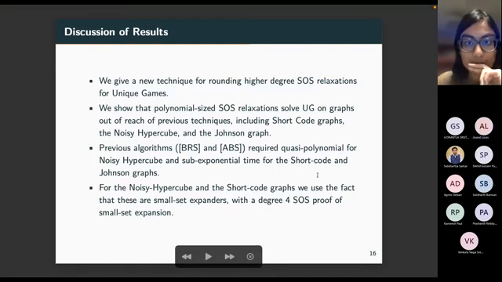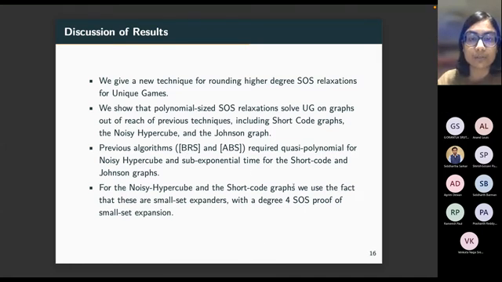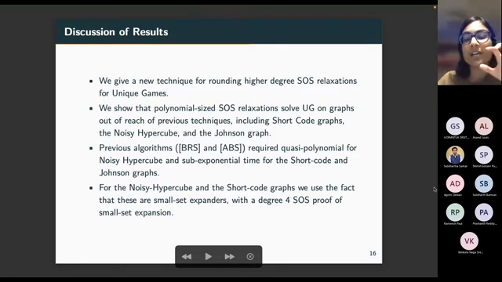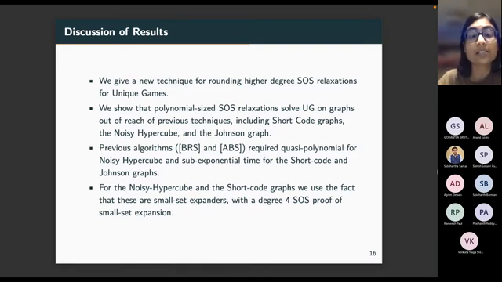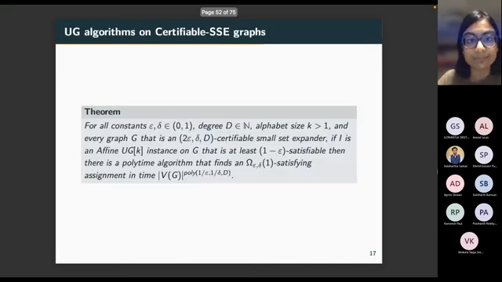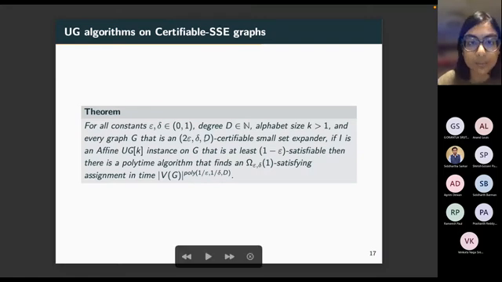Basically BRS depends on the threshold rank of the graph. If the graph has a lot of eigenvalues near 1, then it will take exponential time in that. If it has t eigenvalues near 1 minus epsilon, then it would take 2 to the t time. But we observe that the short code graphs and noisy hypercube have a lot of eigenvalues, but they are still small set expanders. So we don't need to pay 2 to the t in the running time. We only need to pay this d factor, 2 to the d, n to the d. For noisy hypercube and short code, this d is just equal to 4.